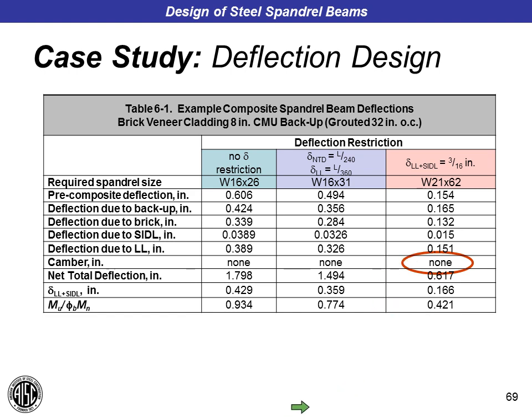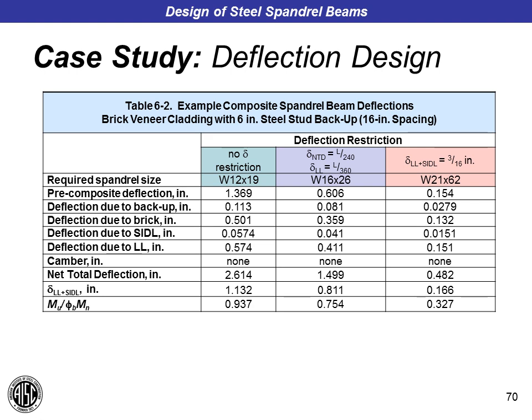So a similar system is brick veneer with a 6-inch metal stud backup at 16 inches on center. Again, we can get away with an even lighter spandrel beam. This time it's a W12 by 19 if we're only concerned about strength, but we still need the W21 by 62 for looking at the serviceability condition. And that is because we're really only concerned about controlling the deflections that occur after the slab is in place and cured. We're only trying to limit the deflections due to live load and to superimposed dead load.